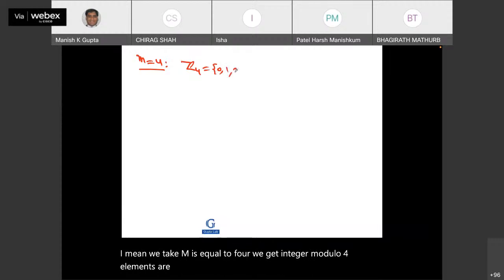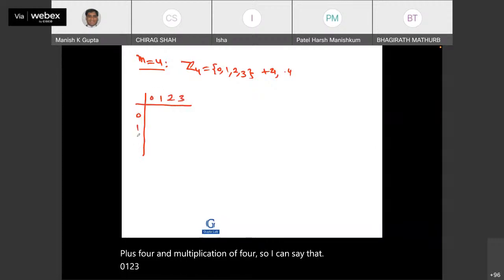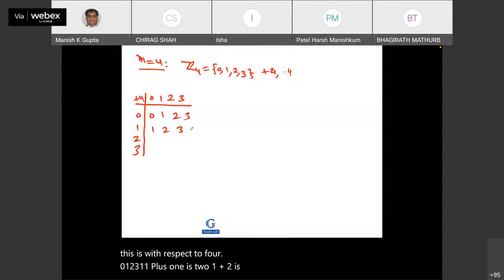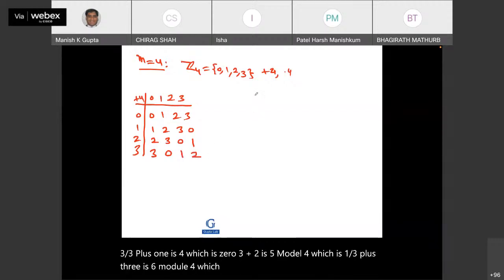Elements are 0, 1, 2, and 3. Operations are plus modulo 4 and multiplication modulo 4. For addition: 0, 1, 2, 3, 0, 1, 2, 3. 1 plus 1 is 2, 1 plus 2 is 3, 1 plus 3 is 4, modulo 4, which is 0. 2 plus 1 is 3, 2 plus 2 is 4, modulo 4, it is 0, 2 plus 3 is 5, modulo 4, this is 1. 3 plus 1 is 4, which is 0, 3 plus 2 is 5, modulo 4, which is 1, 3 plus 3 is 6, modulo 4, which is 2, right?